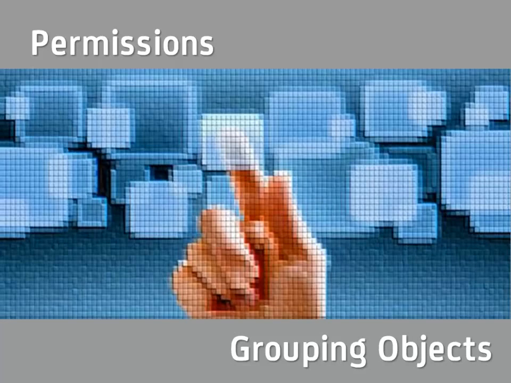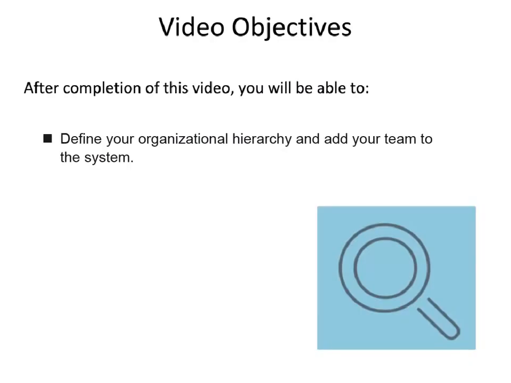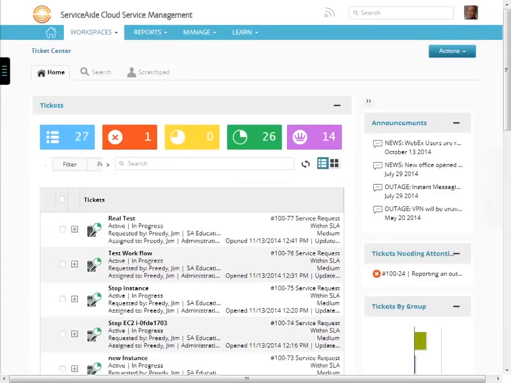You can create users that have permissions to log in and access the application, and other users who can be the end user on a ticket but cannot log in. After completion of this video, you will be able to define your organizational hierarchy and add your team to the system. Follow along to this video to see how to set up organizations and users.